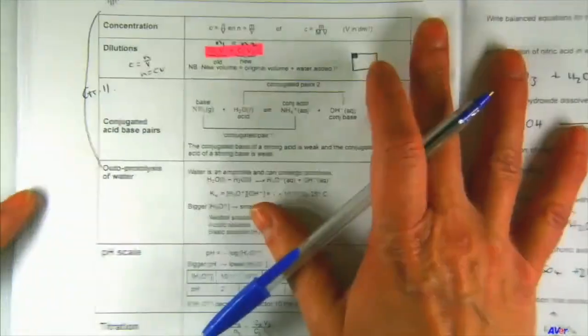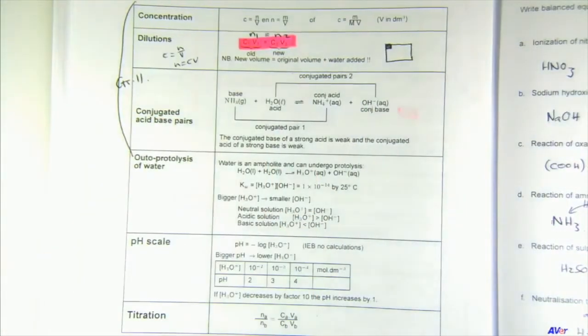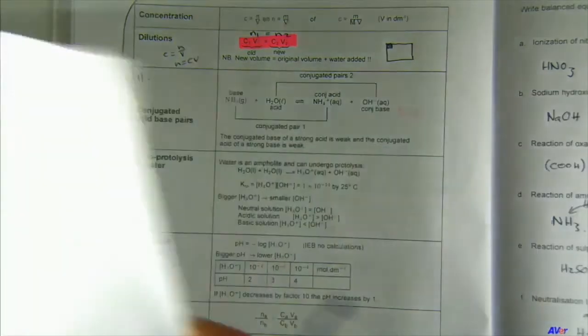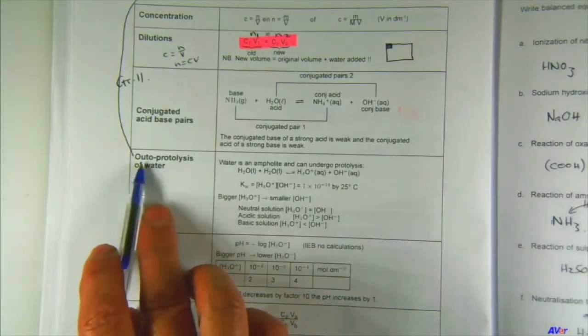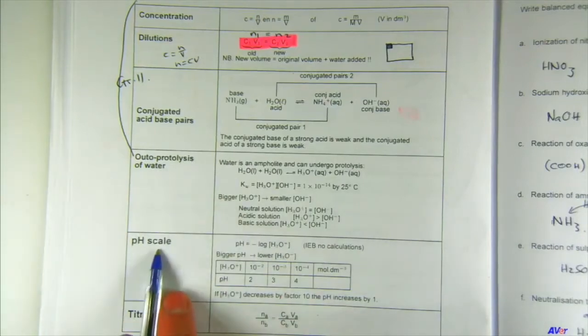If you turn back one page, you finished with grade 11. And I think we're ready now to move on to grade 12. So what we are going to look at is the autoprotolysis of water and also the pH scale. Now, let's think about water. Water, we call it an ampholyte or an amphiprotic substance. Tell me what's an amphiprotic substance?